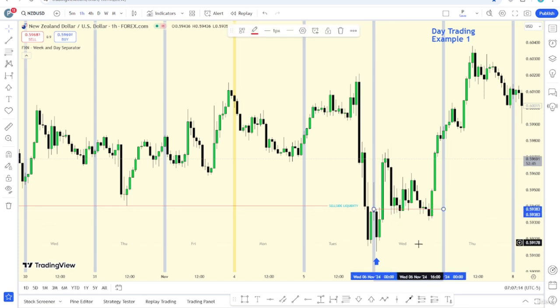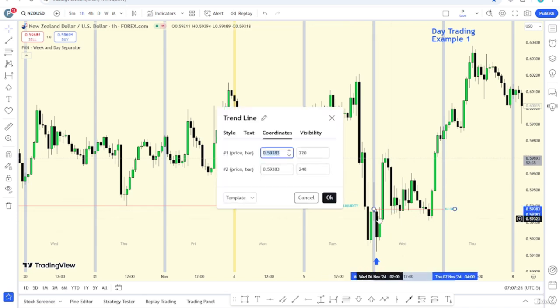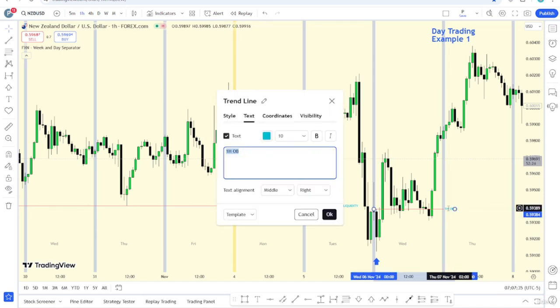So this is a 1 hour order block. I've drawn the high of the order block. Maybe I can capture the exact high, which is 0.59384. That is the high of the order block, so maybe I can indicate here order block high. This is our entry point.